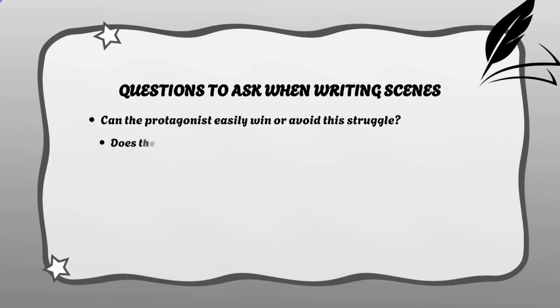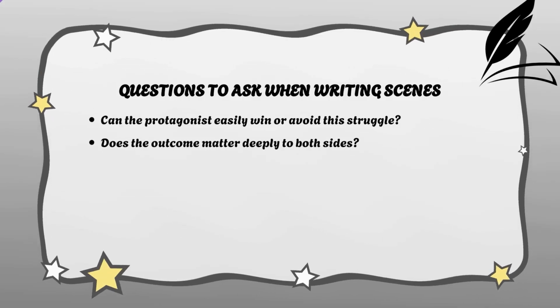Number two, does the outcome matter deeply to both sides? You need both the protagonist and the source of antagonism to care deeply about what's happening in this scene. If they don't care about the outcome, then you need, again, to strengthen your form of antagonism.